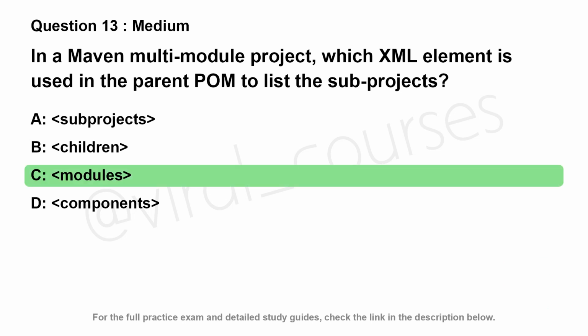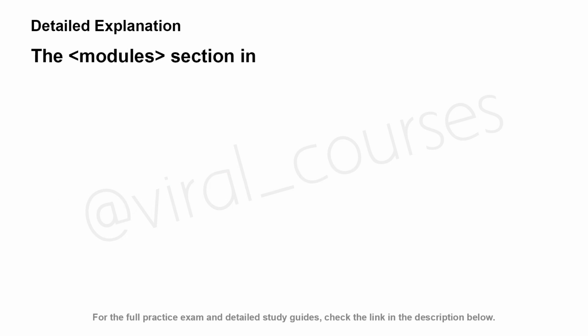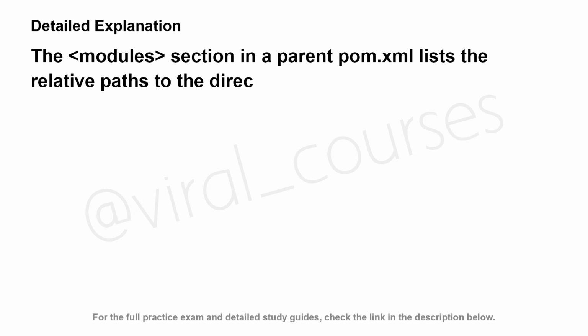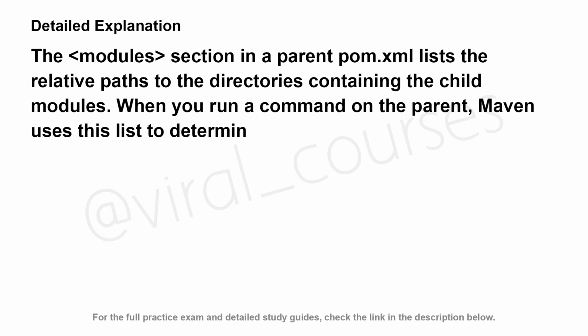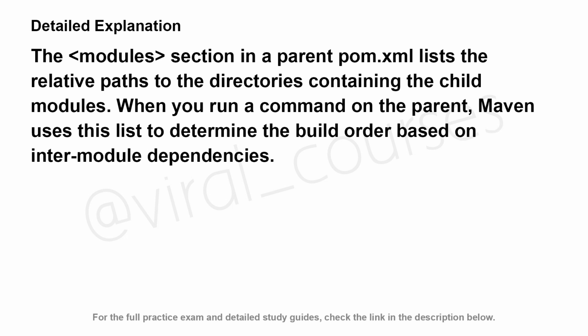The correct answer is C. The <modules> section in a parent pom.xml lists the relative paths to the directories containing the child modules. When you run a command on the parent, Maven uses this list to determine the build order based on inter-module dependencies.